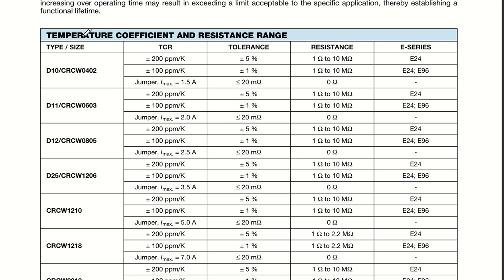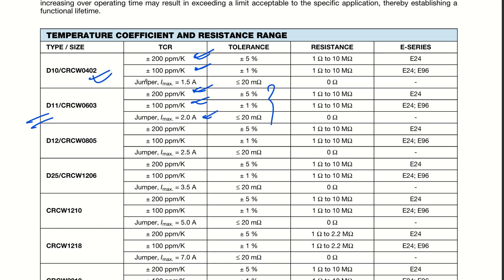Now coming to temperature coefficient and resistance ranges. You can see the temperature coefficient for 0402 is plus minus 200 ppm per Kelvin or plus minus 100 ppm per Kelvin. Let us talk about the 0603 package. We have plus minus 200 and plus minus 100, and for the jumper the maximum current rating is 2 ampere. Similar to that, tolerances are also there.